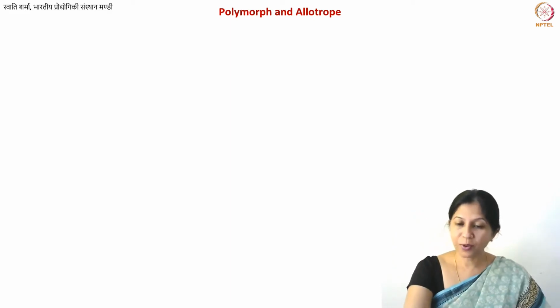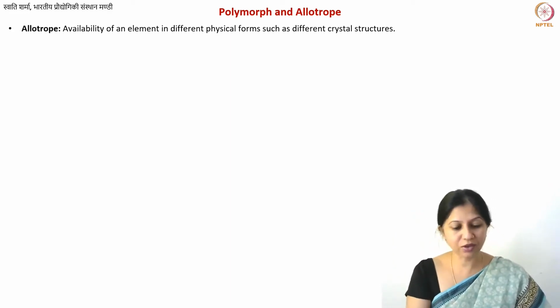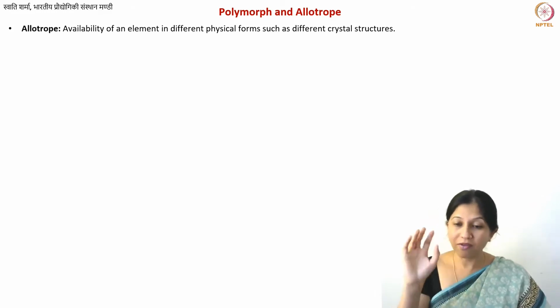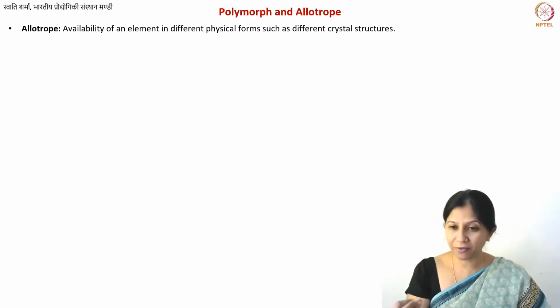What is an allotrope? If you remember, allotrope basically means that an element is available in different physical forms, and these physical forms are typically because of different crystal structures. However, the element itself, the chemical formula itself, is the same, but physically they are different crystal structures. For example, diamond and graphite. In that case, we call them two different allotropes of the same element.